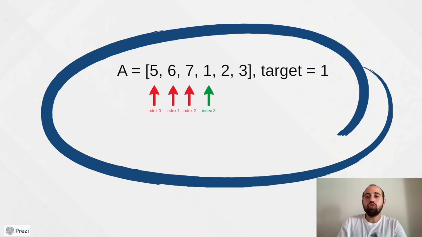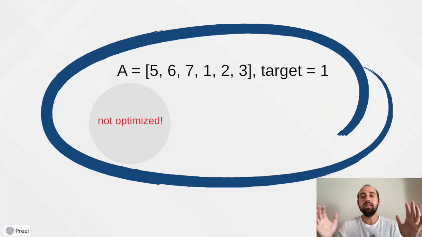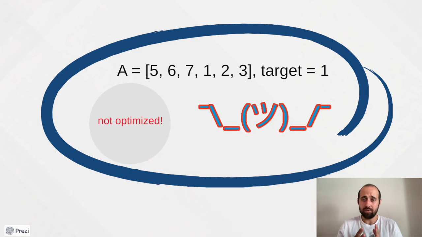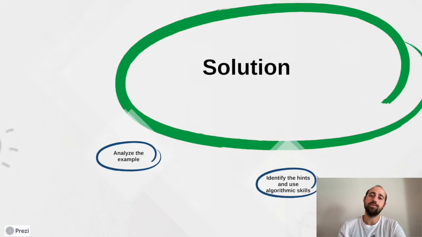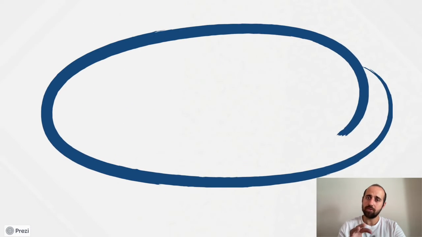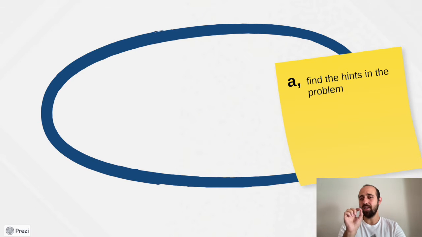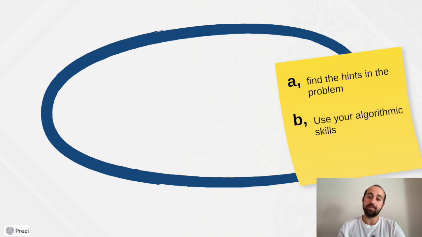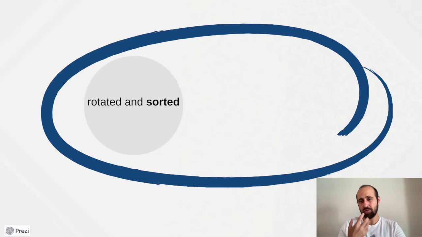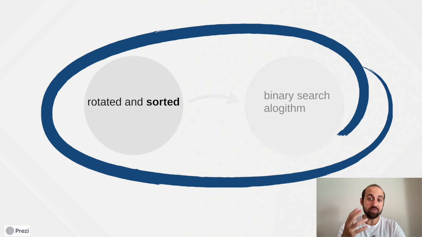But we can see that it is not the best implementation, because if we have a collection of millions of elements, we will have to iterate over millions of elements just to find this target value. However, we have some hints in our problem here. We know that this collection is sorted. So as usual, try to find some hints in the problem, in the question, and also try to use your algorithmic skills. We know that when we have a sorted collection, we can apply a binary search approach.